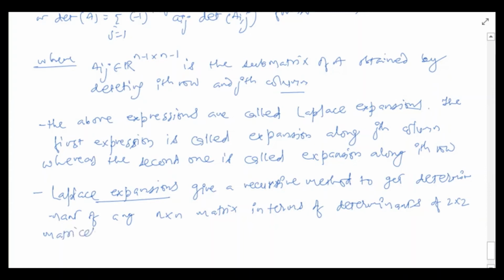So how is it achieved? You express determinant of n by n matrix in terms of determinants of its n minus 1 cross n minus 1 submatrices, which in turn could be expressed as determinants of certain n minus 2 cross n minus 2 matrices, and so on. If we continue, ultimately everything will reduce to determinants of 2 by 2 matrices as defined above.